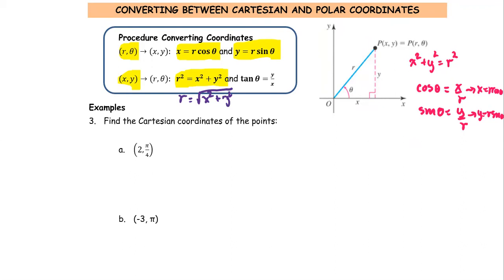And then to find the angle theta, we use the relationship of x and y. The trig function that forms the relationship of x and y is the tangent function. So to find the angle theta, we can do the inverse tangent of y over x. So we have to work a little bit more when you convert from Cartesian to polar coordinates.